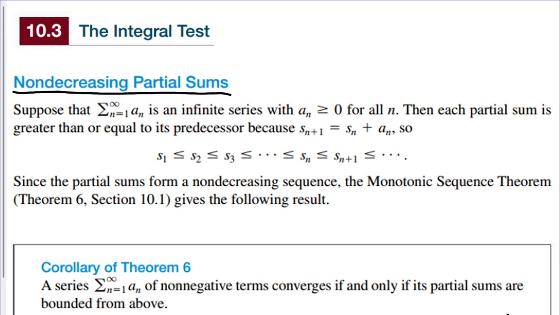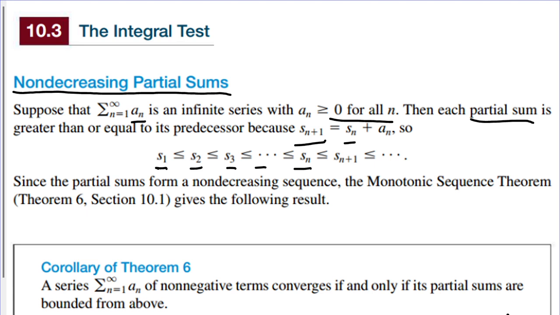Let's suppose that we have the sum of a series from n equals 1 to infinity of a sub n, an infinite series with a sub n greater than or equal to 0 for all n. Then each partial sum is greater than or equal to its predecessor, because the sum of the series has to equal the sum of the previous n terms plus the next term. Therefore, as we keep adding terms, each partial sum has to be greater than the previous one.